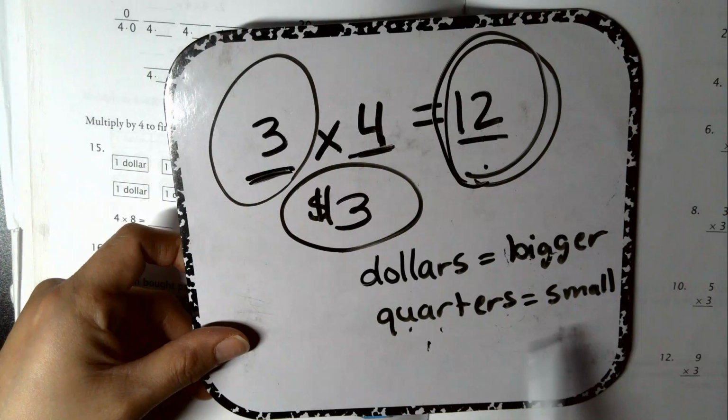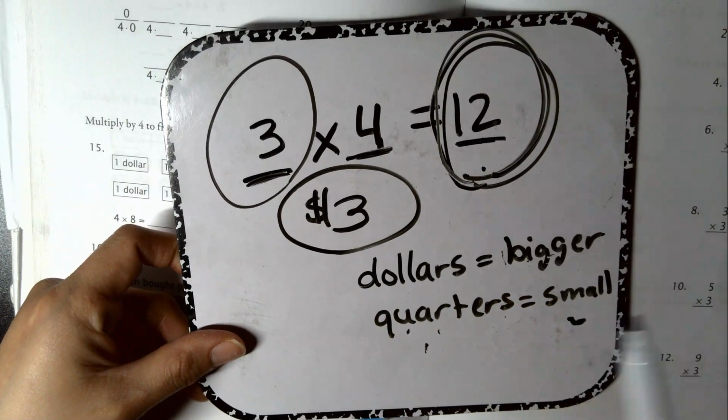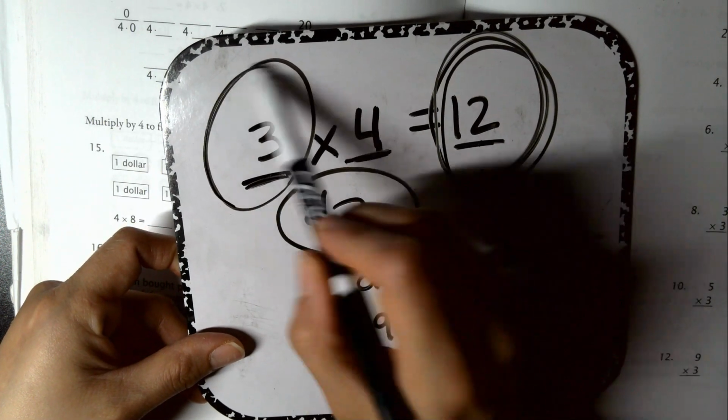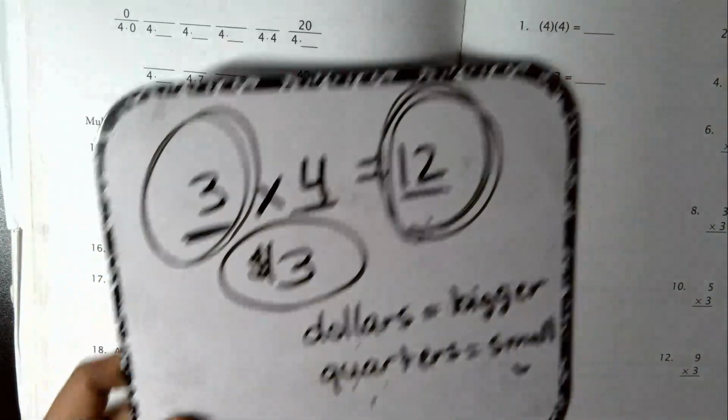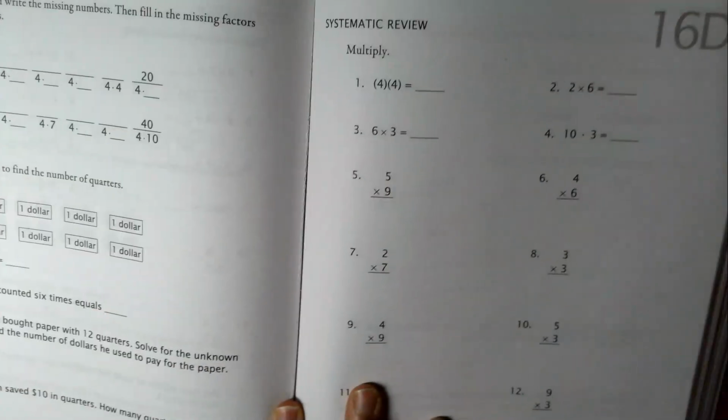The quarters are the smaller, we need more of those. The dollars are bigger, we need less of those, okay? I know that it's a tricky way of thinking, but just try to practice doing that. Okay, so that one I'll just let you guys figure that one out because we've done plenty of those.